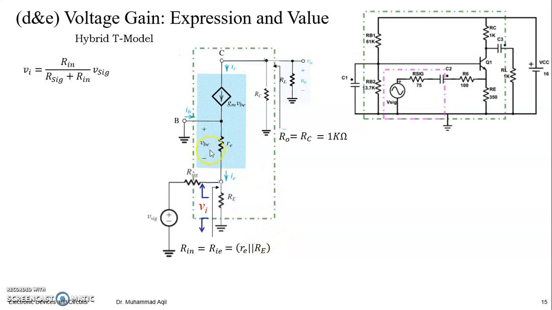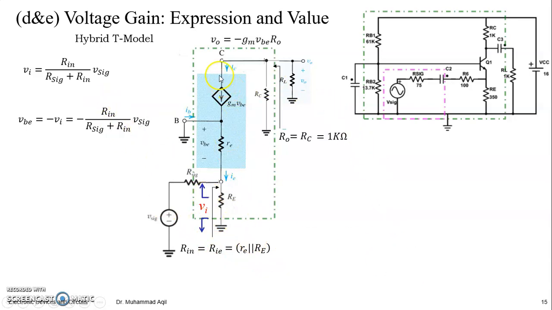Then what about VBE? Vi has positive terminal here, negative here. If you bring it down, this will be here, ground. So it means VBE wants to have its negative terminal here, so VBE is nothing but negative of Vi, right? VBE is minus Vi. So we can use Rin divided by Rin plus R signal times V signal with a minus sign, right? And Rin is nothing but RIE, you can put here.